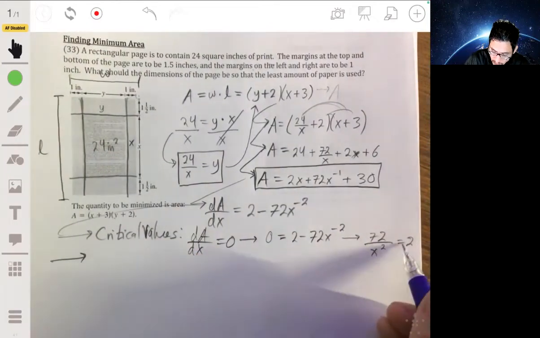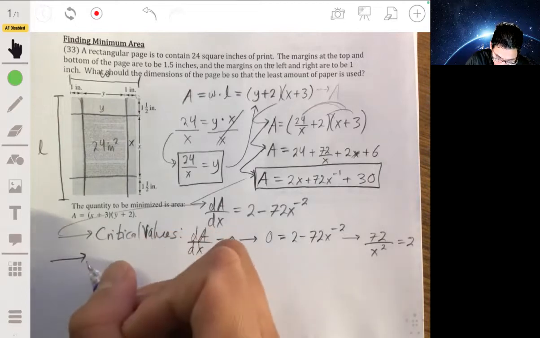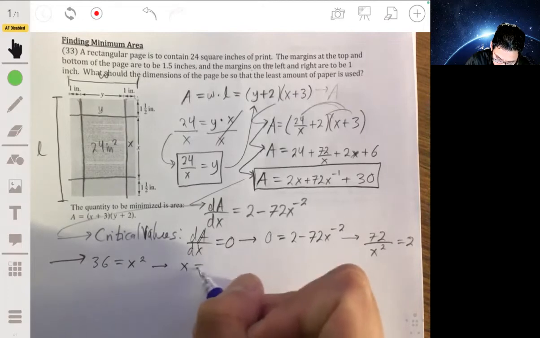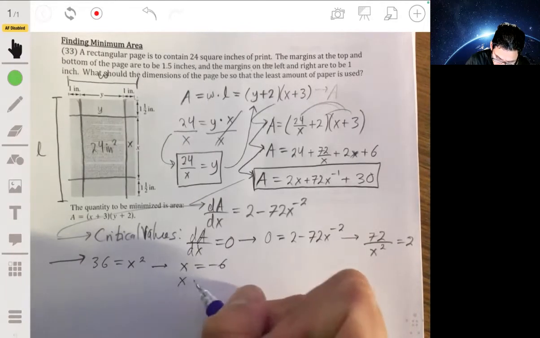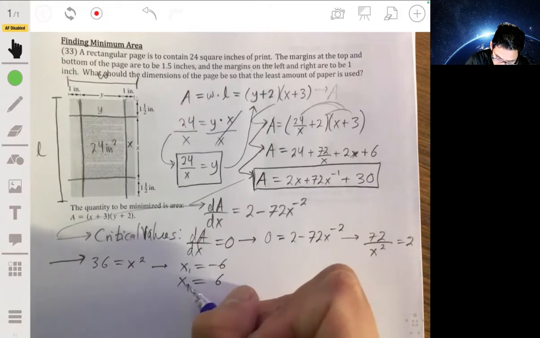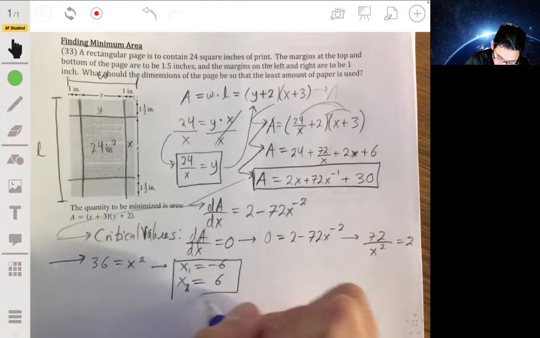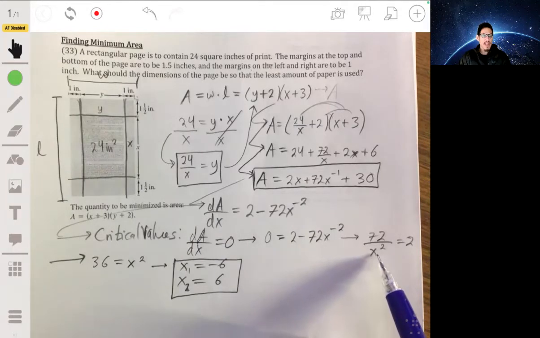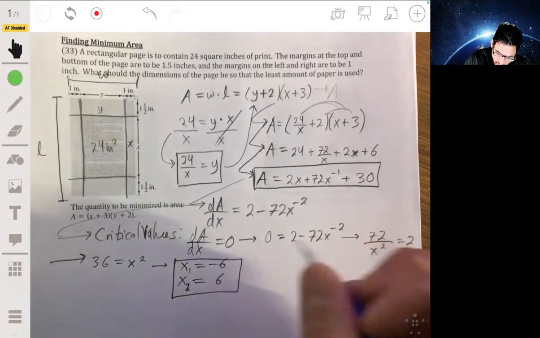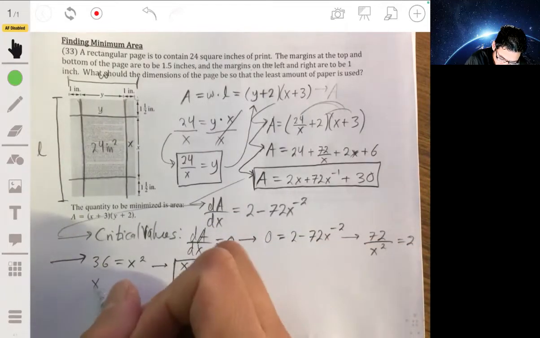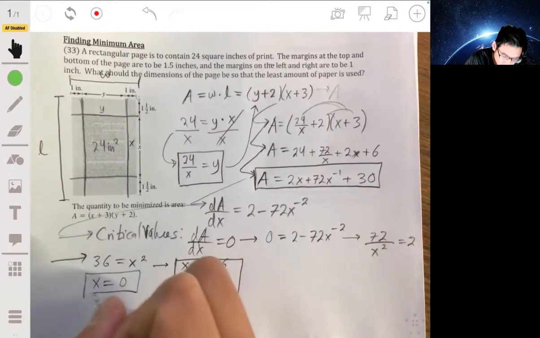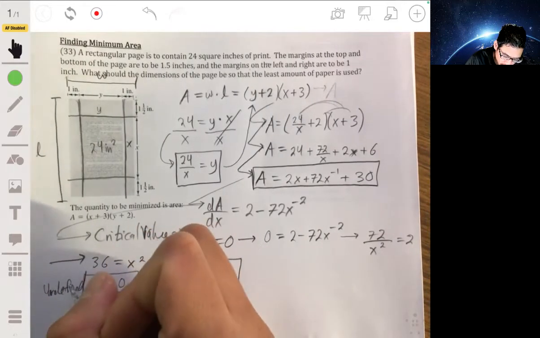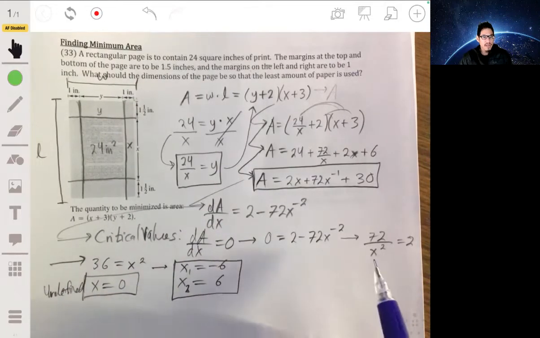Using algebra, multiplying both sides by x squared divided by 2, I'll get 36 equals x squared. And so x could be negative 6, and then my other critical values would be negative 6 and 6. My other one would be x equals 0. It's undefined for x equals 0 as well. So I have 3 critical values technically: 0, negative 6, and 6.